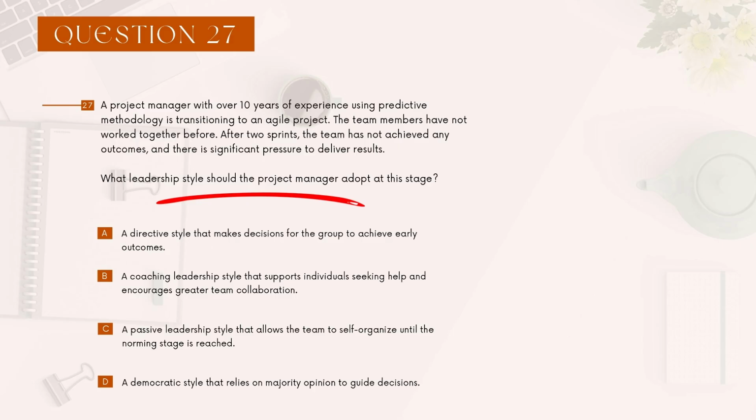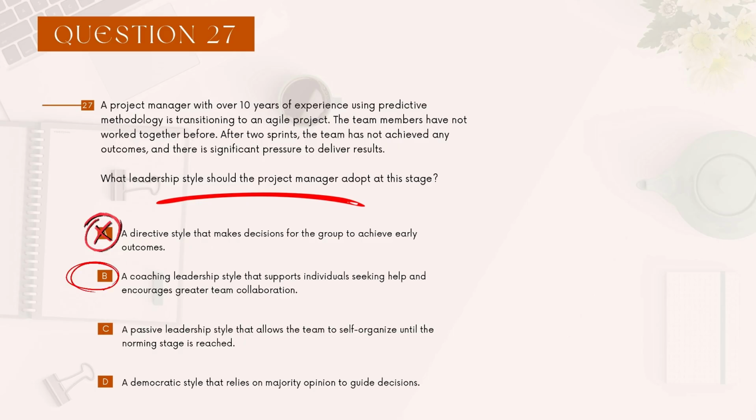Okay, so a direct style that makes decisions for the group to achieve early outcomes. Well, this actually does contradict some of our principles. So A is eliminated. Why? Because we're working with an agile project, an agile team. They are self-organizing. They have to be accountable. They have to make the decisions themselves. That's our principle. I forgot what number it was, but it's one of our principles where agile teams are self-organizing. So it's out of the picture, eliminated.